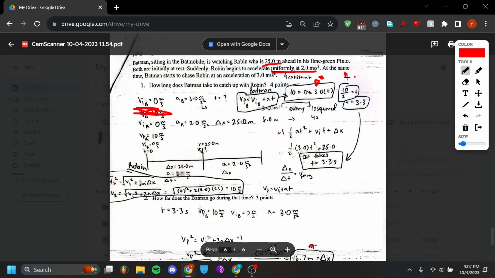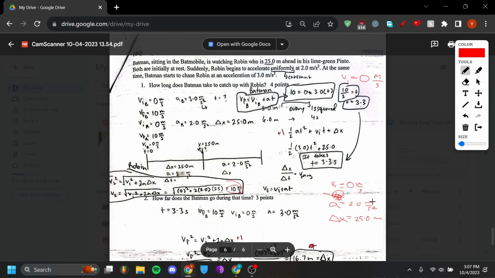So we have velocity initial. Let me make this thinner actually. We have velocity initial, which is 0 meters per second for Robin. We know his acceleration, which is 2.0 meters per second squared. And then we know his delta x, which is 25.0 meters.